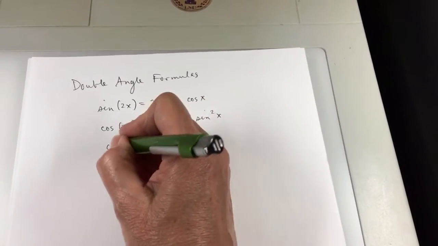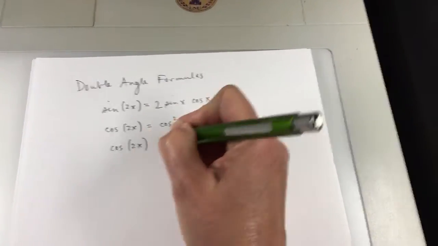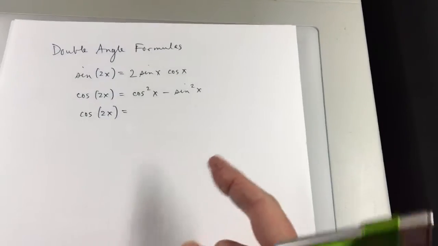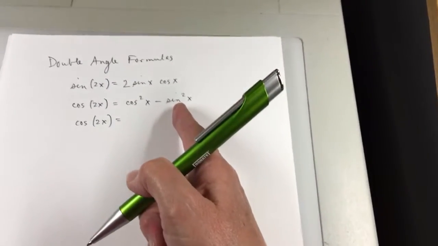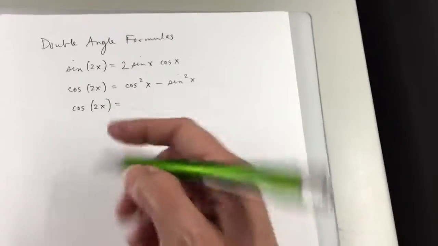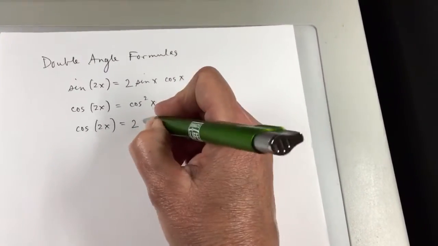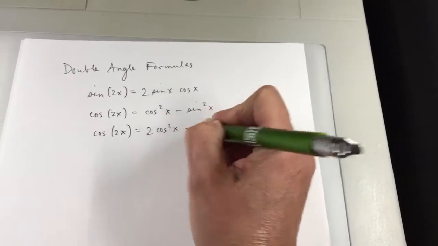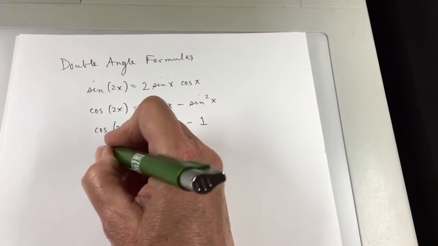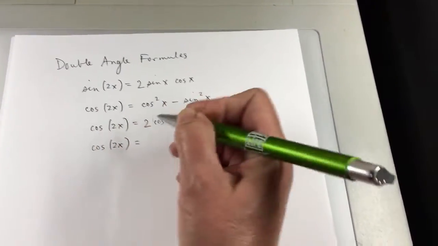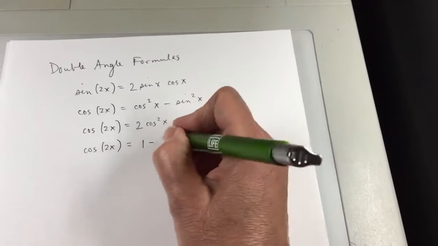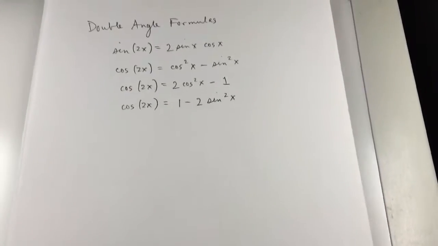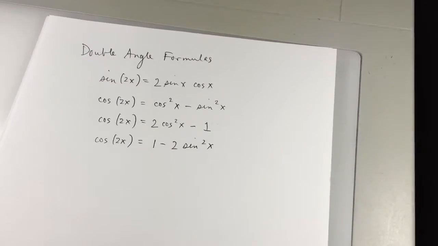Now you could do some substituting with the Pythagorean identity to get this other version. I could say, sine squared x, that's 1 minus cosine squared x, and combine like terms, you'll get this. Cosine 2x is 2 cosine squared x minus 1. Or you could say cosine 2x is 1 minus 2 sine squared x. So those identities are useful in here.